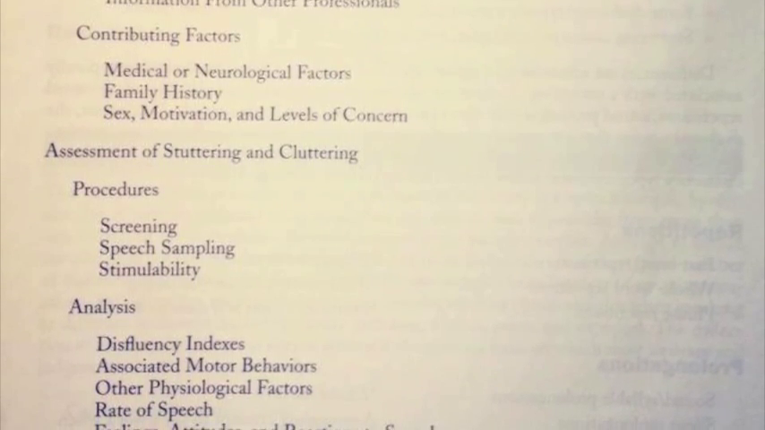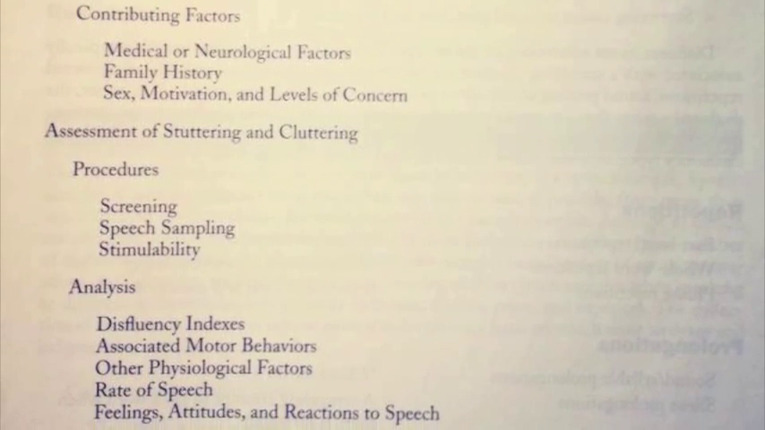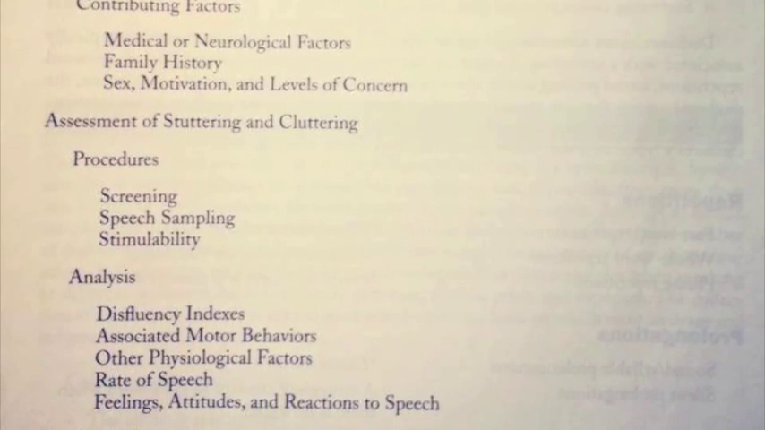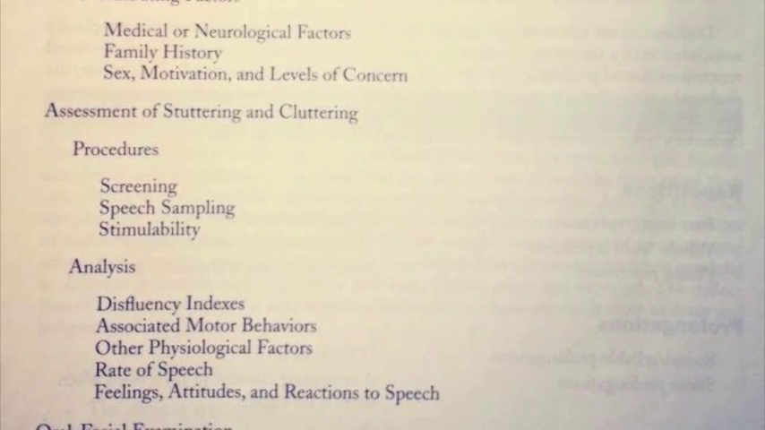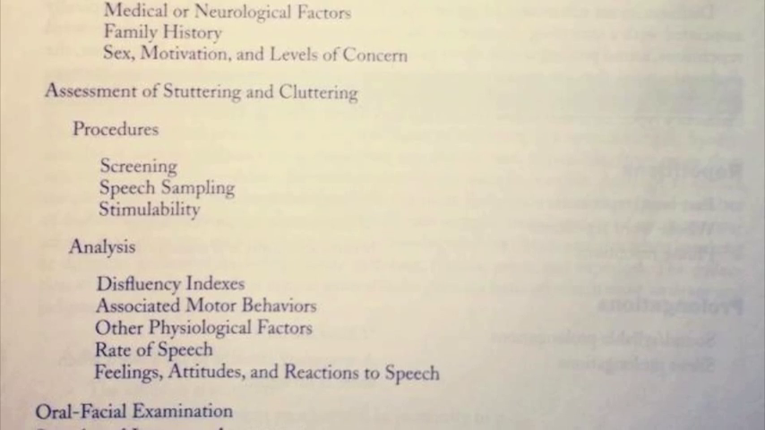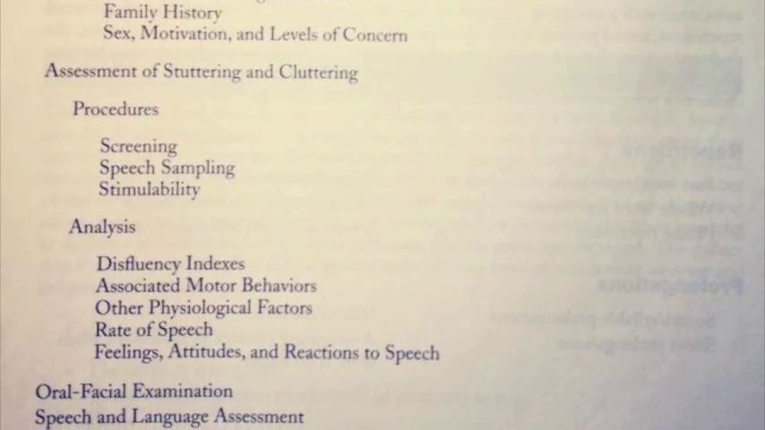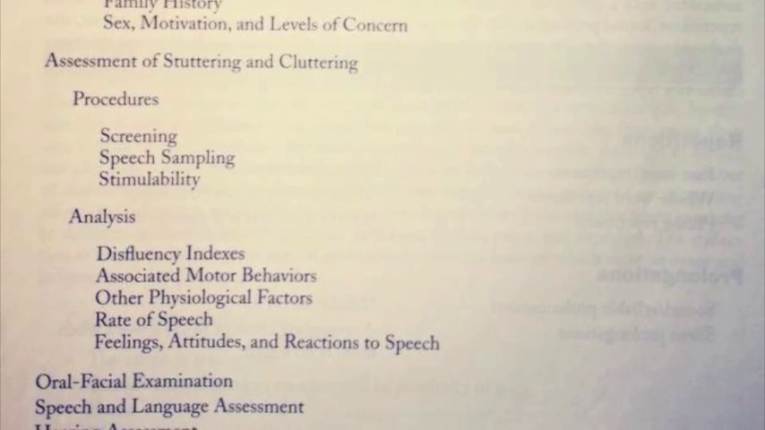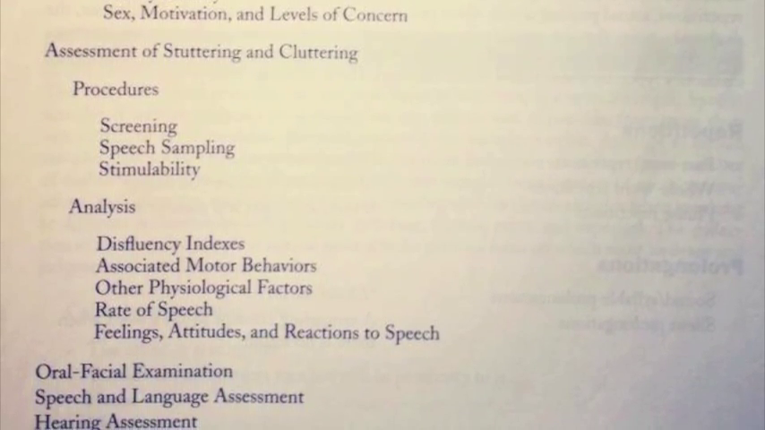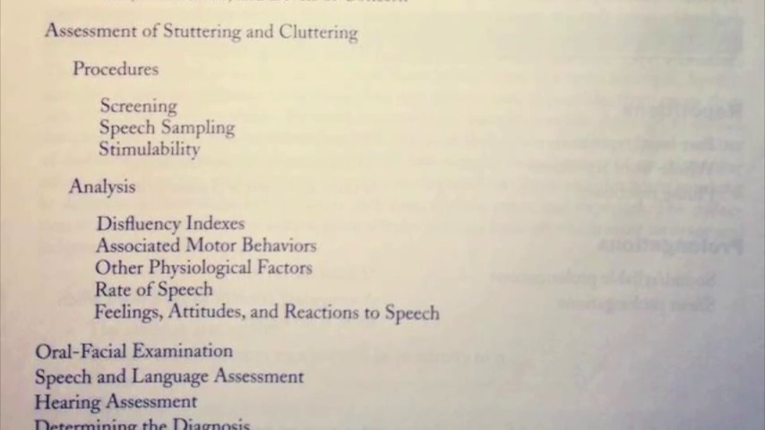A traditional fluency assessment involves the history of the client. This includes a written case history, informal interview, questionnaires, and information from other professionals. Factors affecting case history include medical and neurological factors, family history, sex, motivation, and levels of concern. Stuttering and cluttering are assessed. This includes screening, speech sampling, and stimulability.